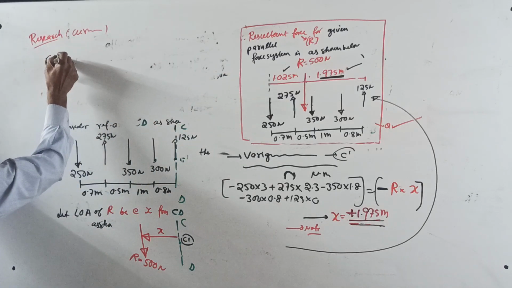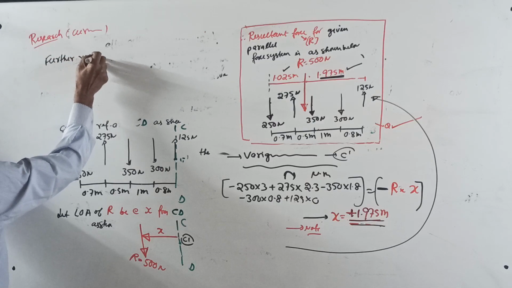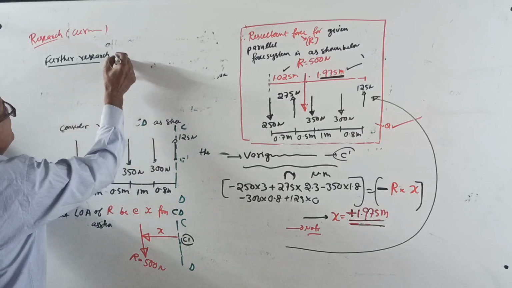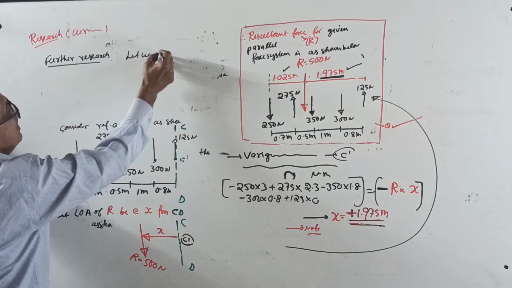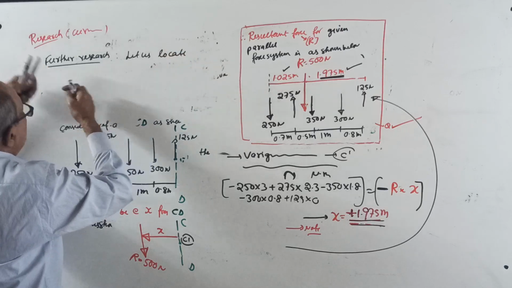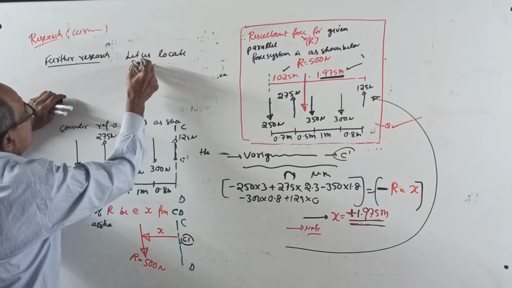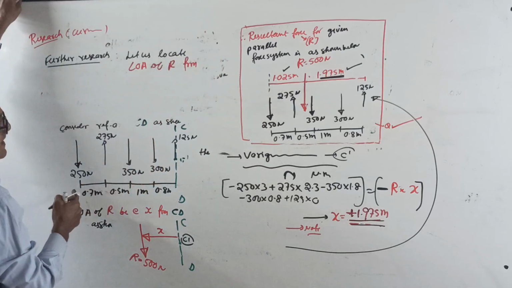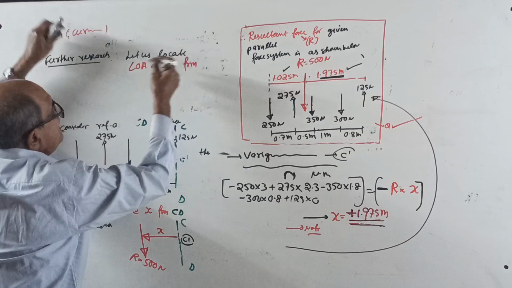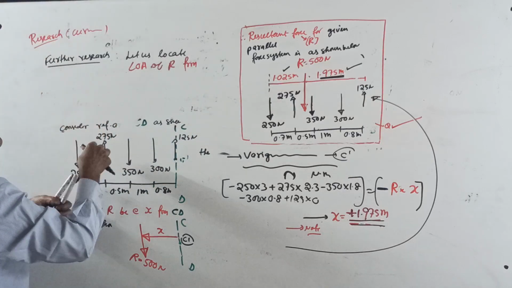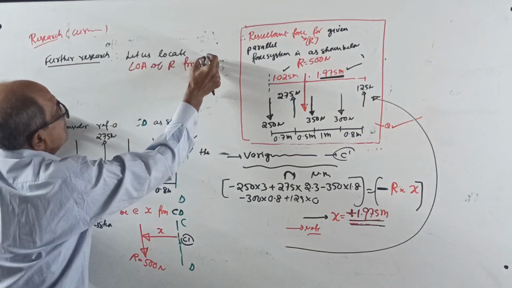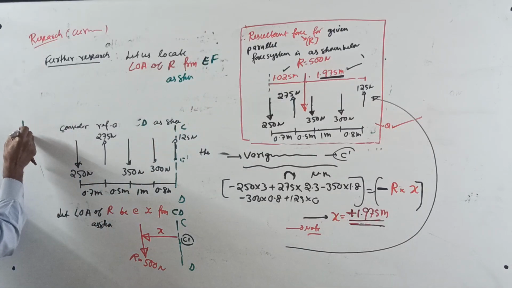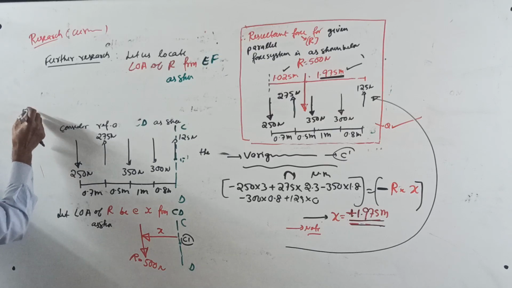Further research, just for fun, let us locate the resultant. Locate what? The line of action of resultant R from a random axis A, B, C, D over some other axis called EF. Which axis? EF, as shown. Okay, where? Somewhere here, outside. We will consider EF outside.